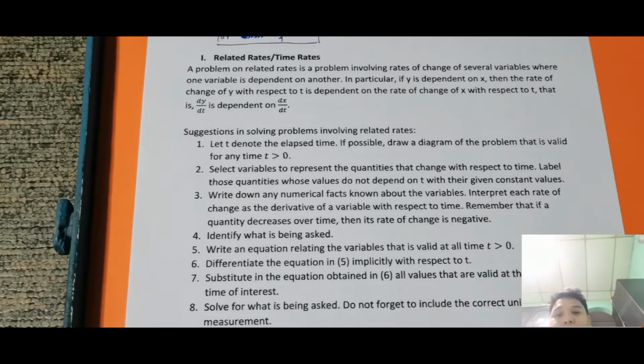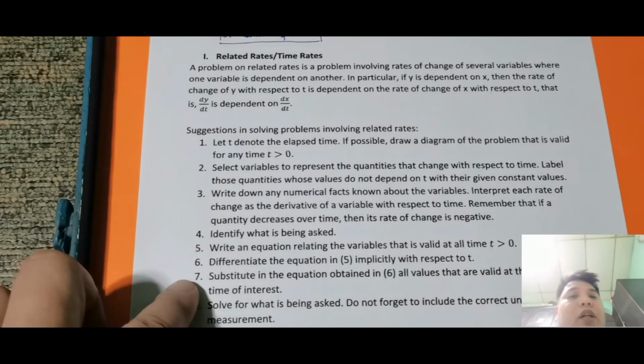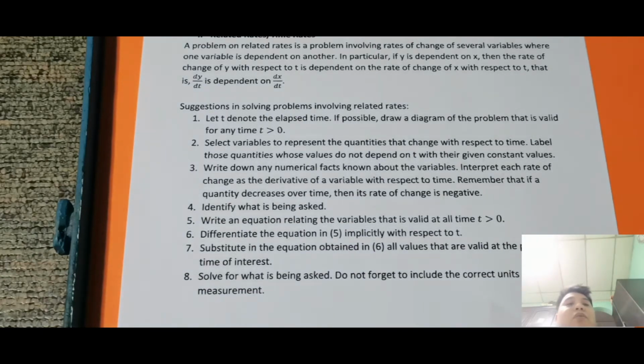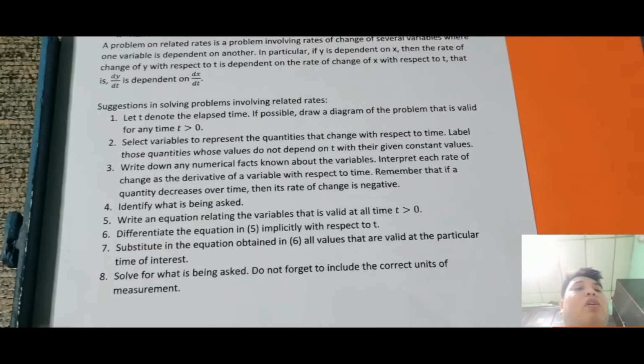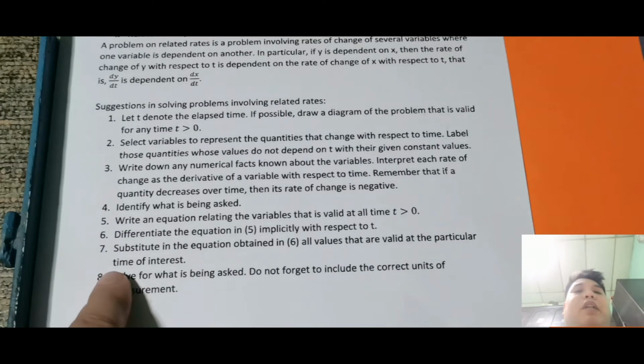Okay, the next is number 4, identify what is being asked. So number 5, write an equation relating the variables that is valid at all time t greater than 0. Okay, then number 6, differentiate the equation in 5 implicitly with respect sa t. So yan yung sinasabi ko. Number 7, substitute in the equation obtained in 6 all the values that are valid at the particular time of interest. So I guess ito yung suggestion ko.